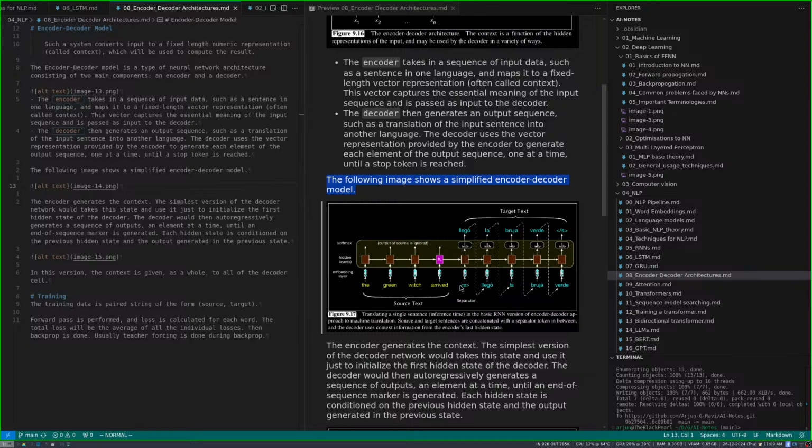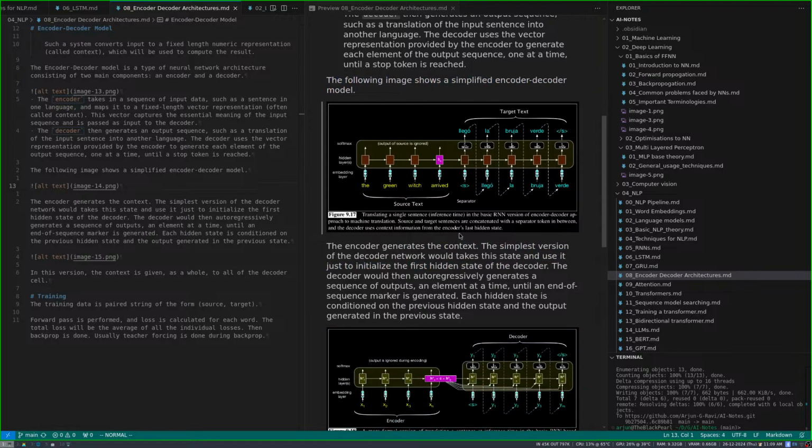Then we put in the starting symbol. It will generate the first word. So this is actually the translation, and this translation will be the input of the next one. It will continue translating. So this is our encoder system, and this is the embedding, and this will be the decoder system.